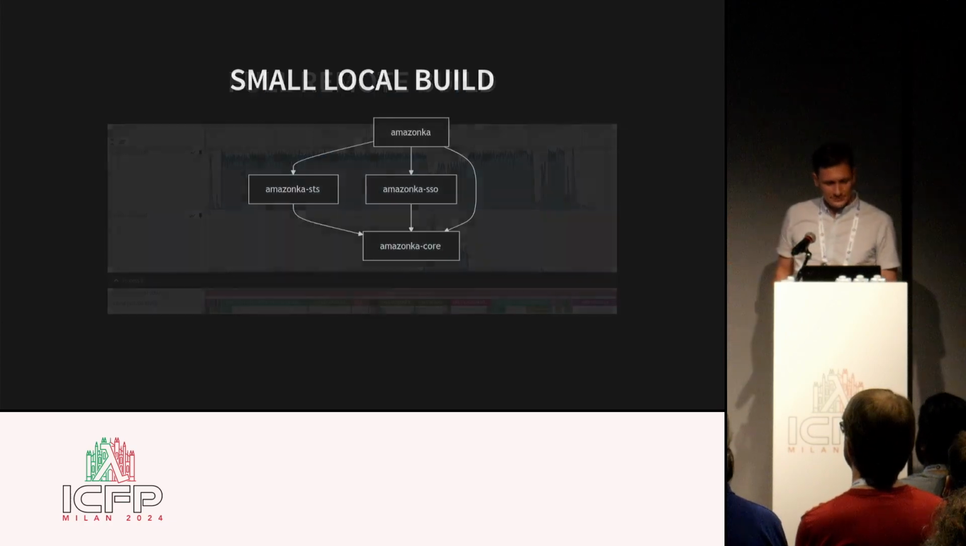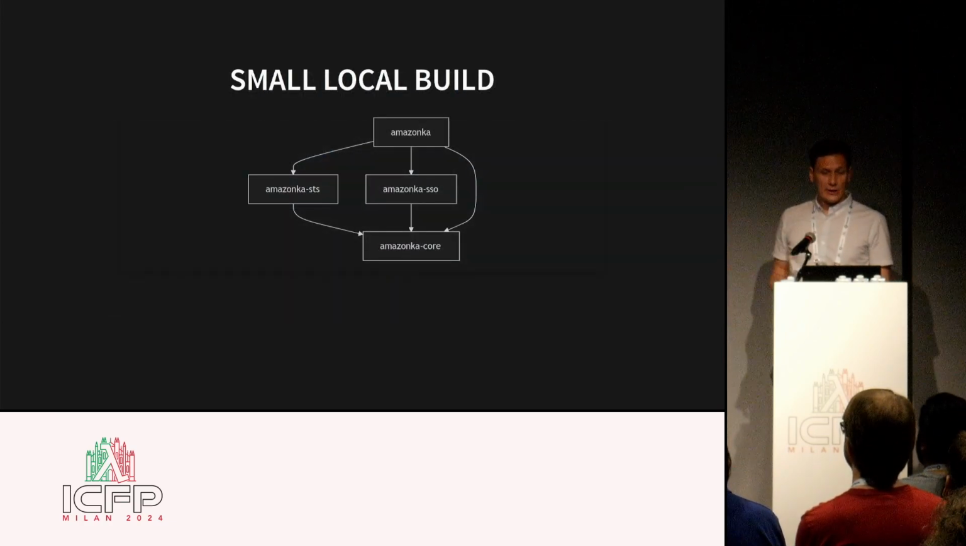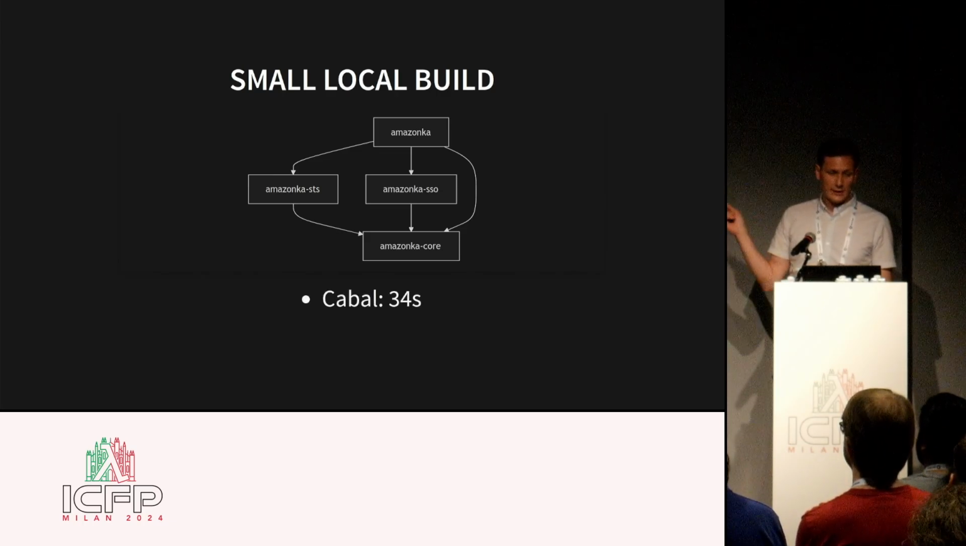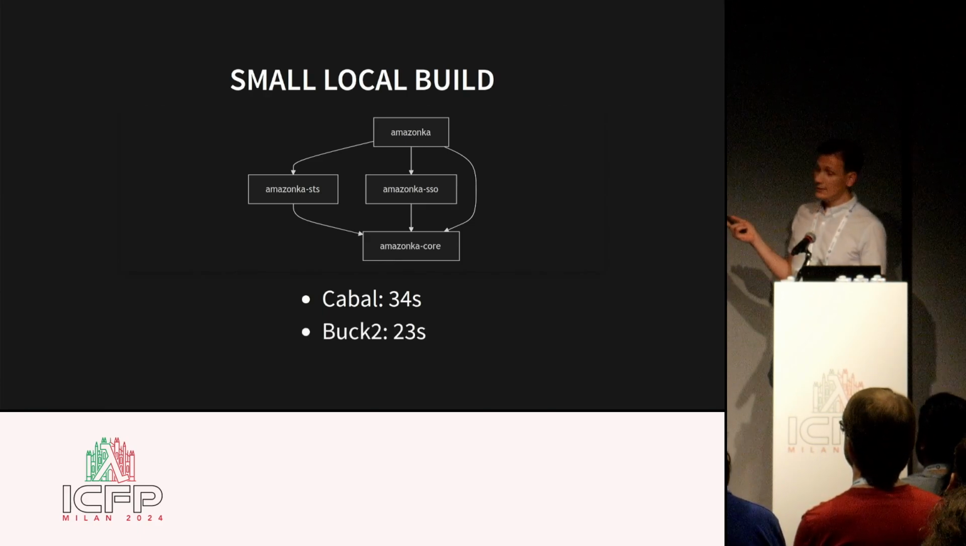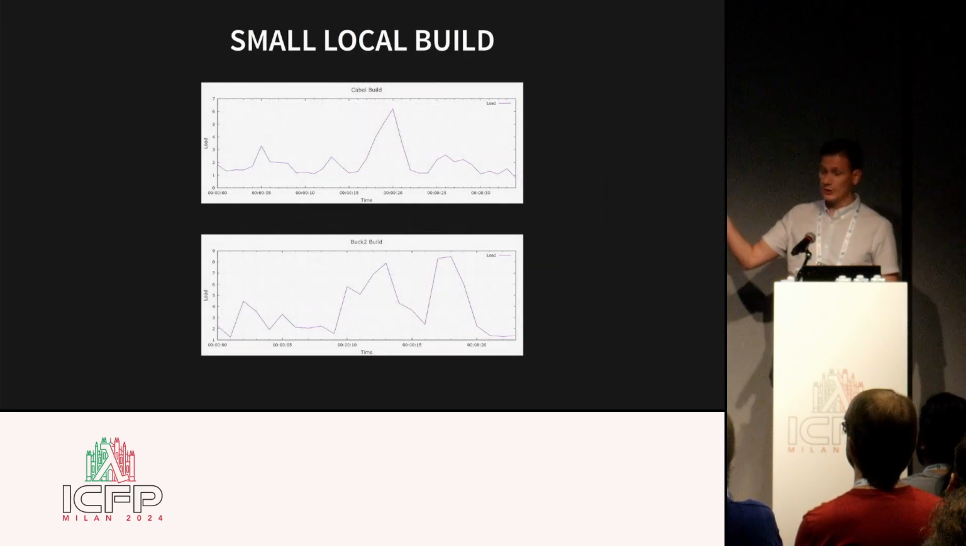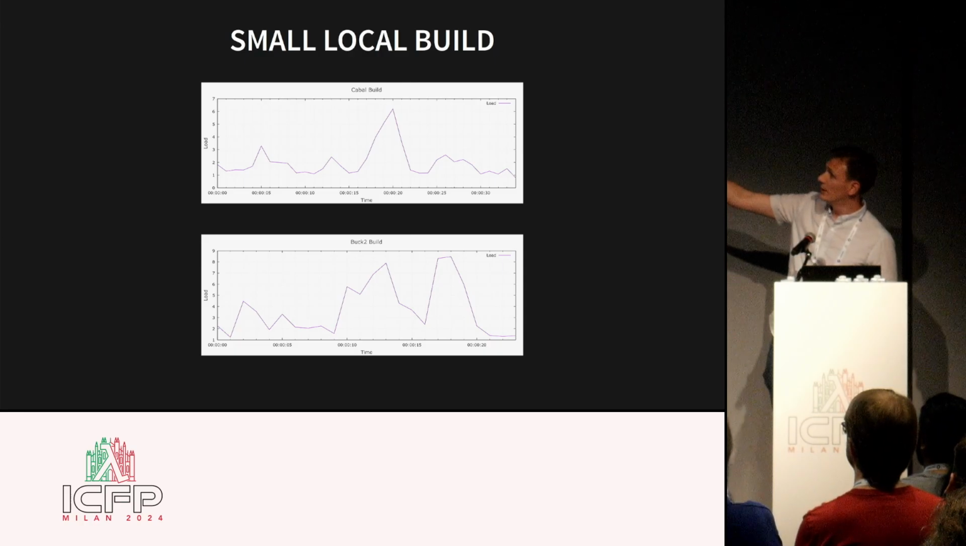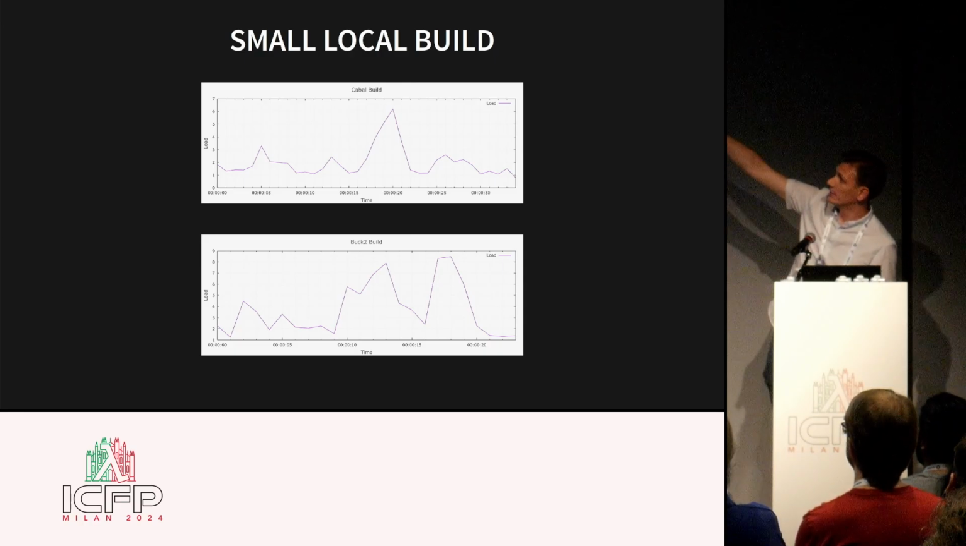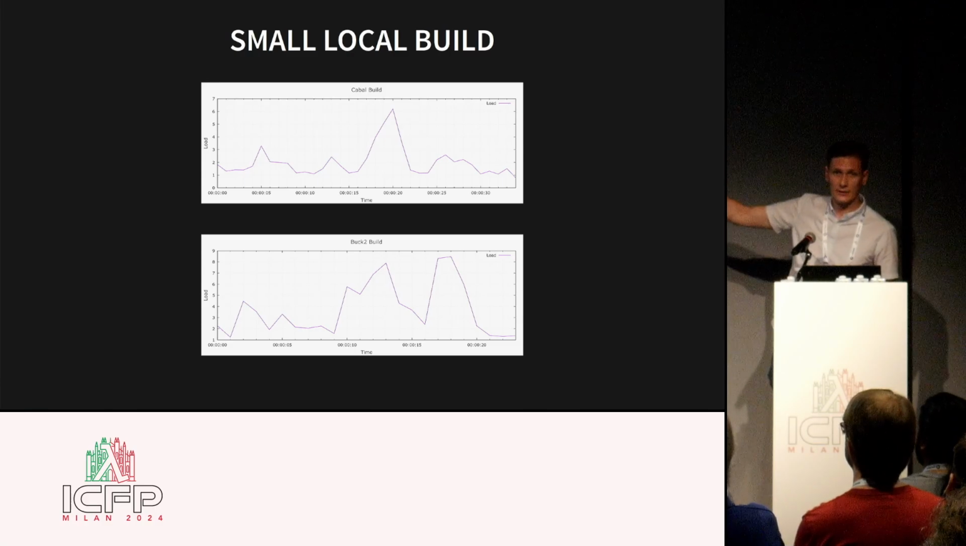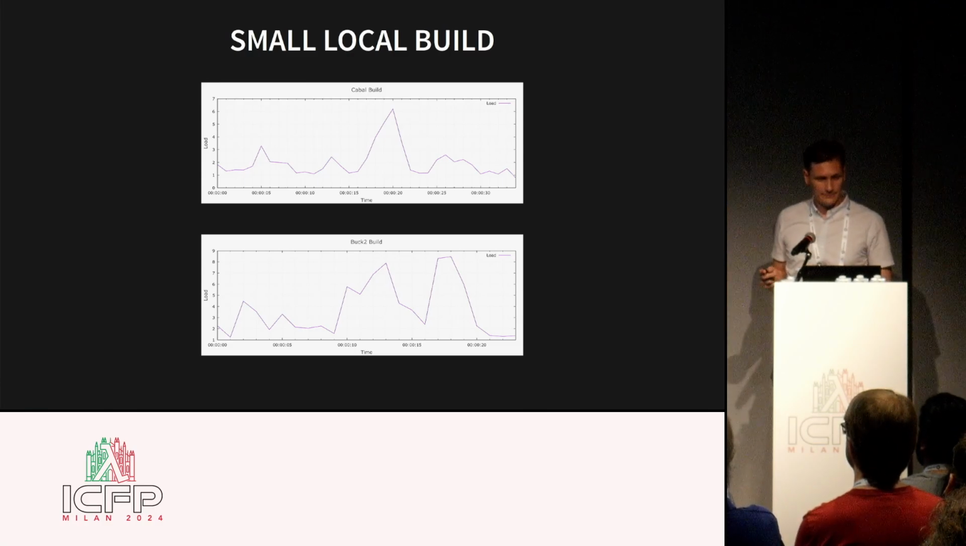All right. If I look at a small local build, just a few components, then in this particular case, the local Cabal build takes 34 seconds, and Buck2 actually beats it. And I think here the package boundary elimination probably plays a role for that. And the utilization, you can see, is better for Buck2 in the bottom. Note that the Y scale in the top doesn't go up to the same value, so Buck2 has better utilization here.